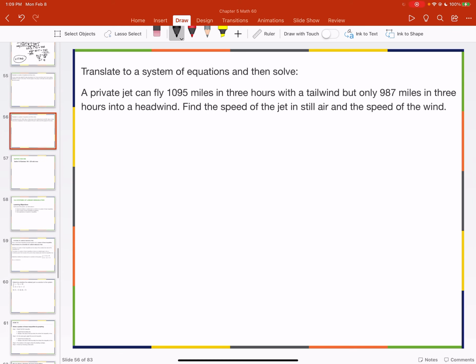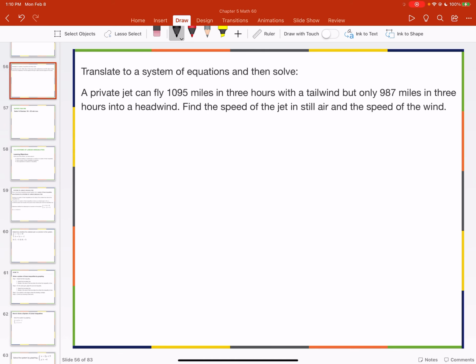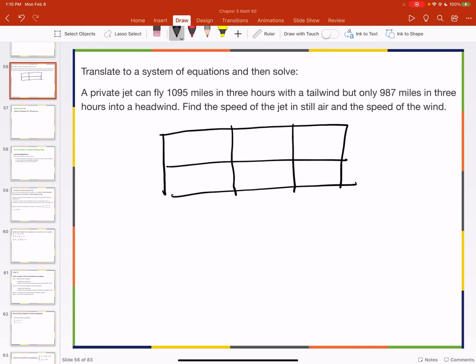Okay, here we have a private jet that can fly 1,095 miles in 3 hours with a tailwind, but only 987 miles in 3 hours into a headwind. Find the speed of the jet. So this is a rate times time equals distance problem, right? So we have the jet with the tailwind, and then the headwind. The time is 3 hours.